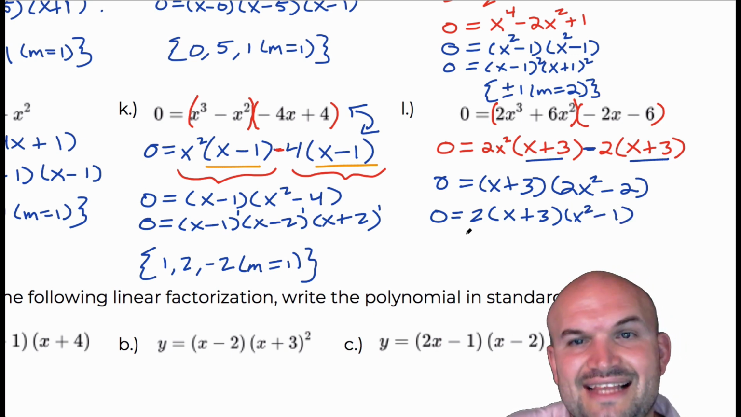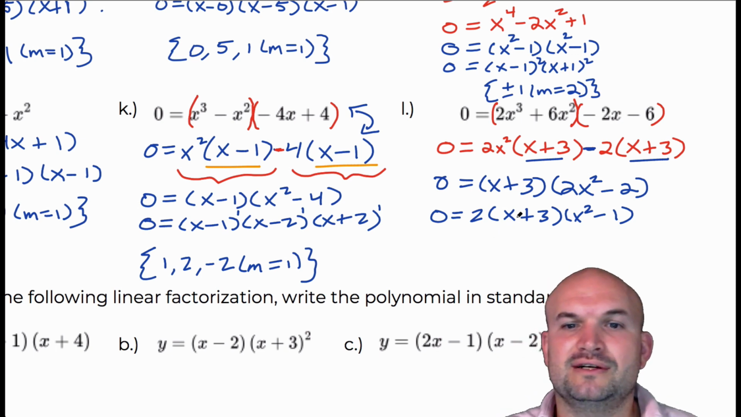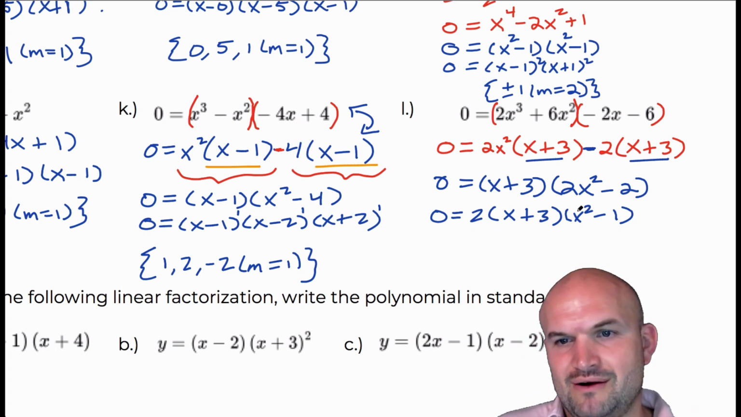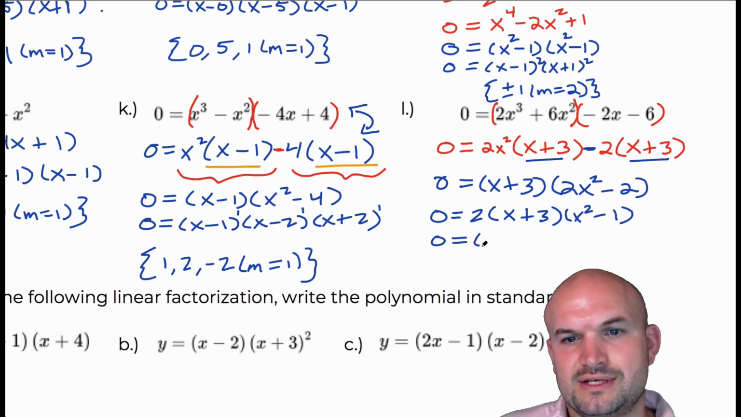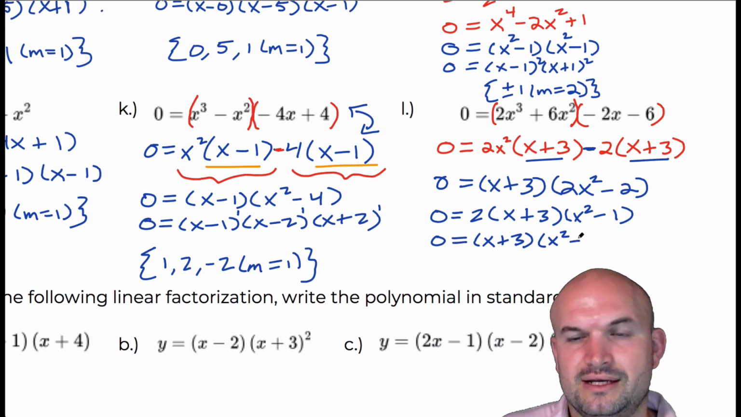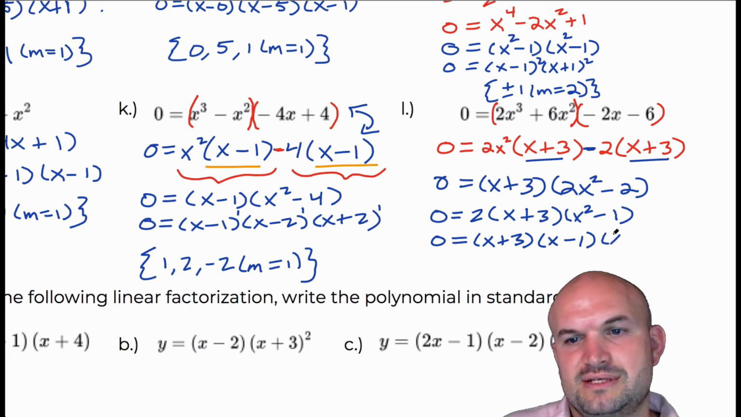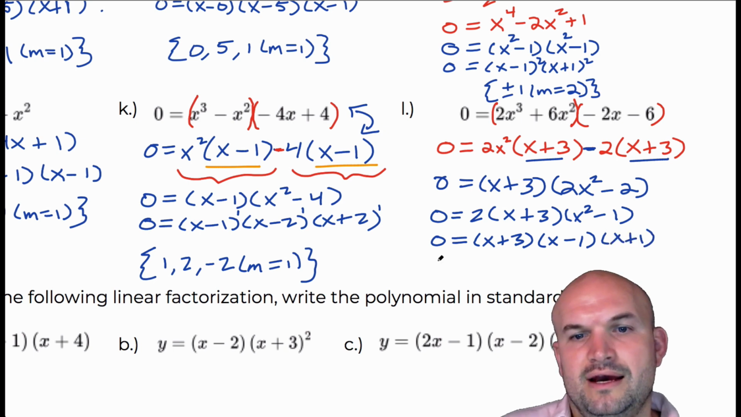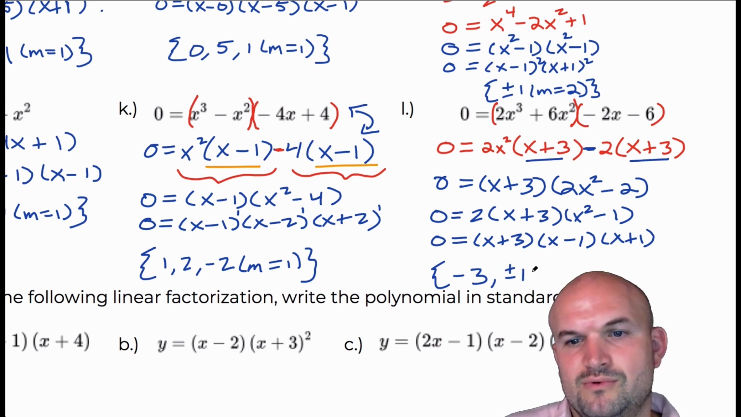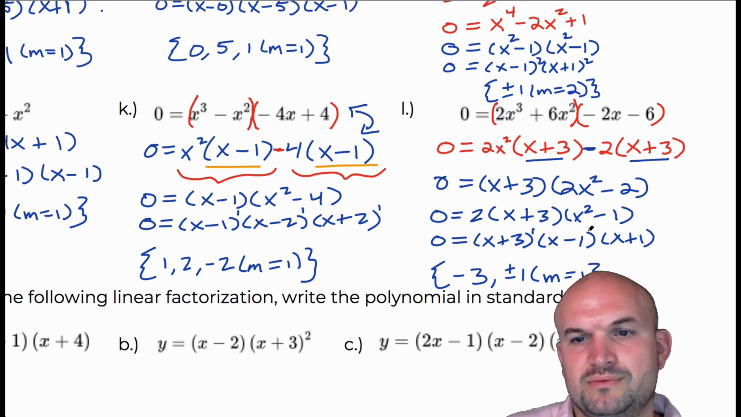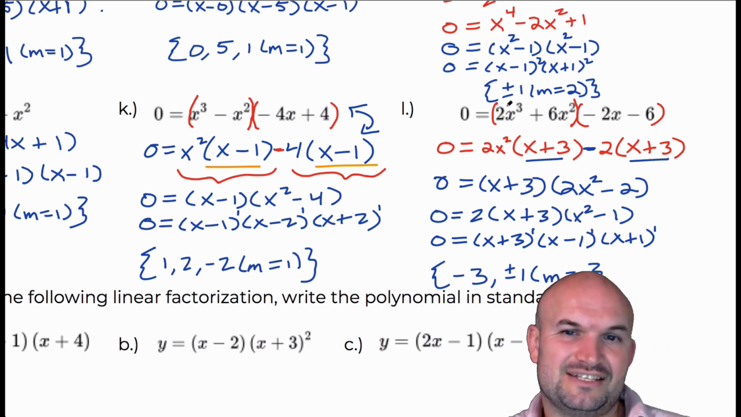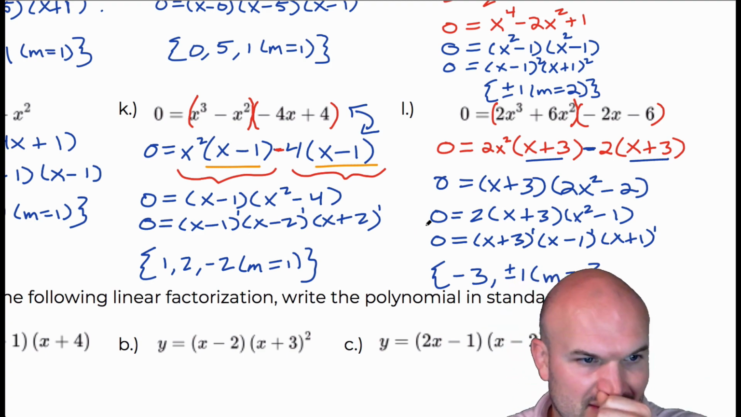But remember, we can divide that 2 out, right? It's not affecting the zeros here. So if I divide that 2 out and rewrite that, I would have 0 equals, and then write that as the difference of 2 squares, x squared minus 1, which is x minus 1 times x plus 1. Okay, and now you can write my solution set, which is -3, and let's just write it as plus or minus 1, and they all have a multiplicity of 1. All the multiplicities add up to your power of 3. Interesting.